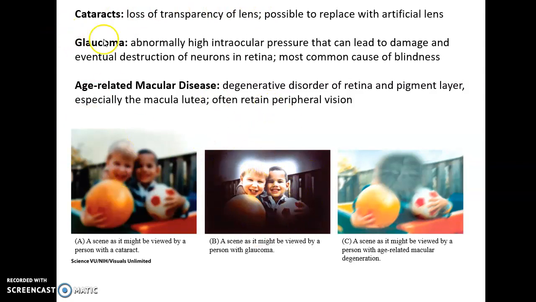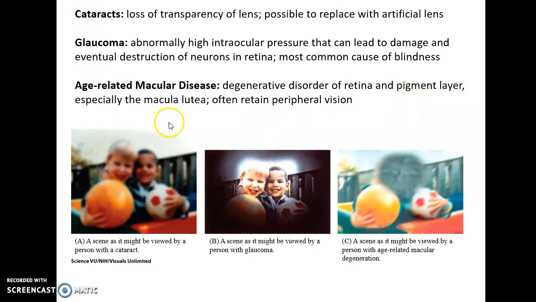Then there's glaucoma. Glaucoma is when you have abnormally high pressure in the eyeball, and this can damage the neurons in the retina. It can cause blindness, usually starting with the periphery, so over time their field of vision narrows. And then age-related macular disease is a degenerative process breaking down the retina, and that starts at the macula lutea. And so when this happens, the person initially is losing the center of their field of vision, and then that can slowly expand over time to block all their vision.